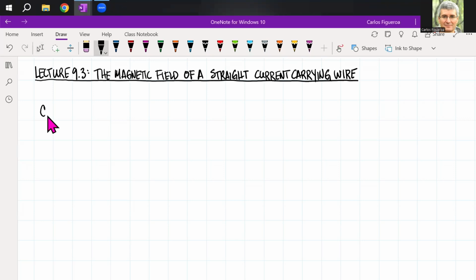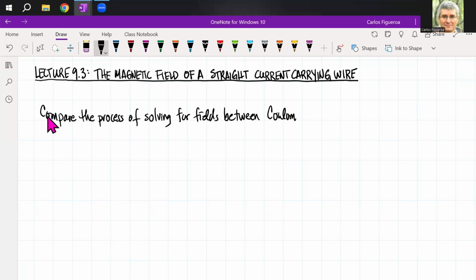So let's compare the process of solving for fields between Coulomb's and the Biot-Savart.